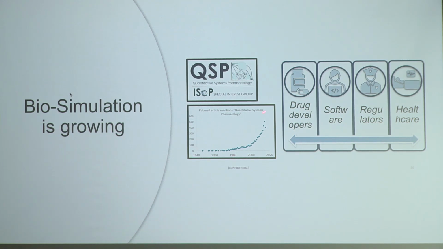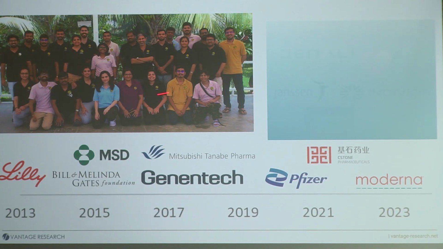As you can see, the mentions of QSP have really blown up exponentially over the past few years. People who work in this sort of modeling can be drug developers and companies, CROs like Vantage, software developers, MATLAB, for instance, has software like this, regulators in the FDA and other agencies, and people in healthcare, where you really think of how this affects real-time care.